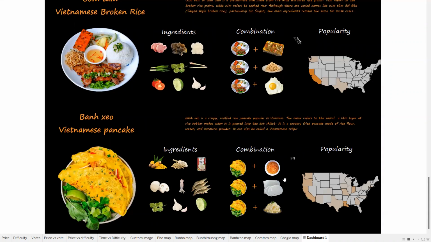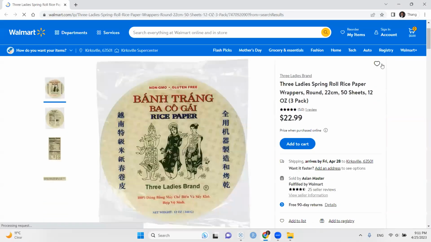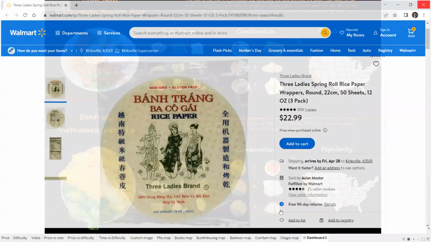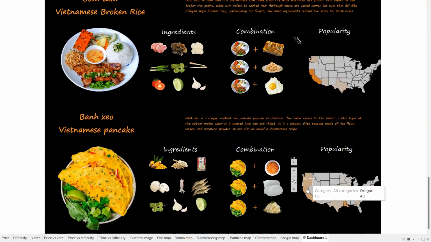In combination, it goes really well with the fish sauce, the same fish sauce that we have for the other two dishes. And also the rice paper here is a very interesting combination that you can get from Walmart. And in terms of popularity, it's getting famous in California, Oregon, Washington, and Louisiana.